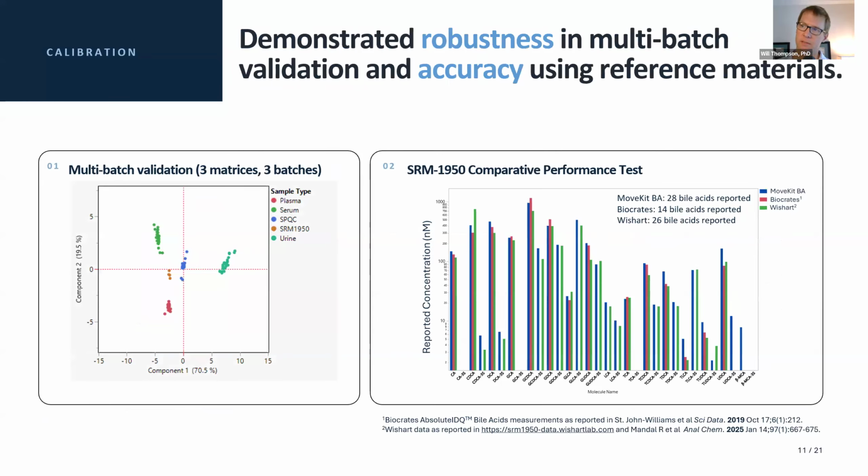We've demonstrated the robustness of this in multi-batch validation, of course: 3 batches, 3 matrices on the left. And of course, using standard reference material like the SRM 1950, comparative performance tests, both to published reference values from other laboratories, and then published values from competitor kits. So we're very happy with the performance.